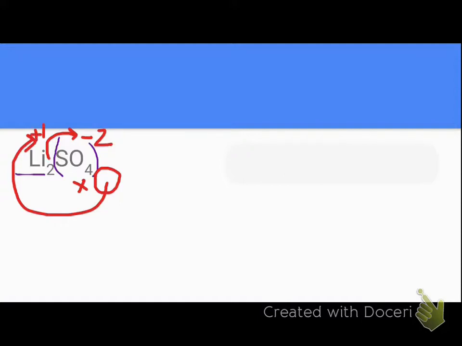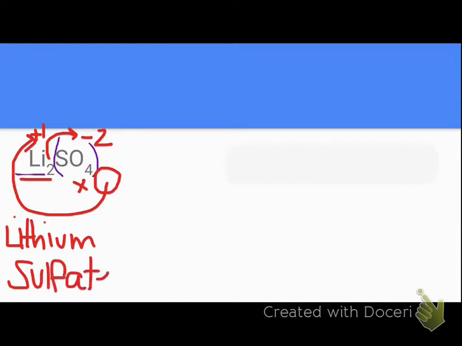So then we go through and we name it. Lithium. Does lithium need a Roman numeral? No. It's an alkali metal, so it's always going to be +1. So we name our cation, then we name our anion, and our anion in this situation is sulfate. And then we're done. So you're just naming the 2 components.